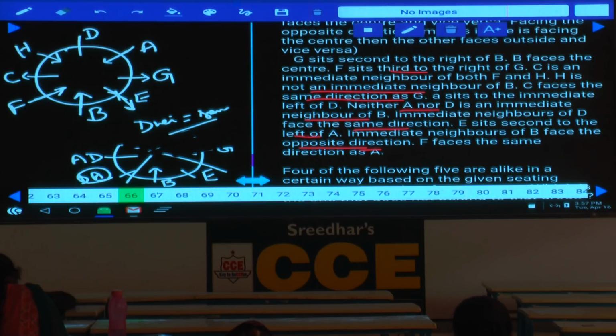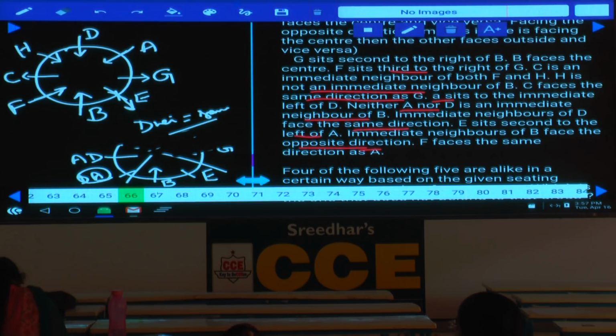Then whatever this D? Now sir, A sits to the immediate left of D, that information is there. As A is to the immediate left of D, D must be facing towards the center only. Clear now? Now this is how these 8 persons are seated around this circular table.